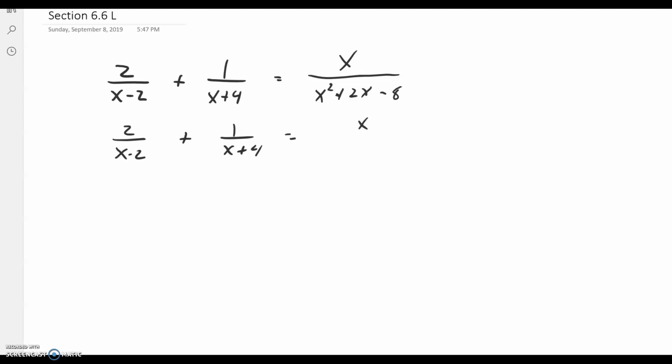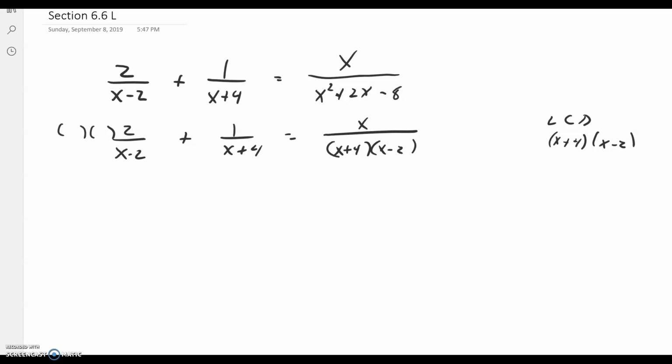So in order to find the least common denominator, it's a good idea to factor all the denominators. We've seen that before. This looks like x plus 4 times x minus 2, which is kind of nice because we have an x plus 4 and an x minus 2. So now we're going to take the least common denominator, which is x plus 4 times x minus 2, and we're going to multiply it through on both sides of the equal sign.